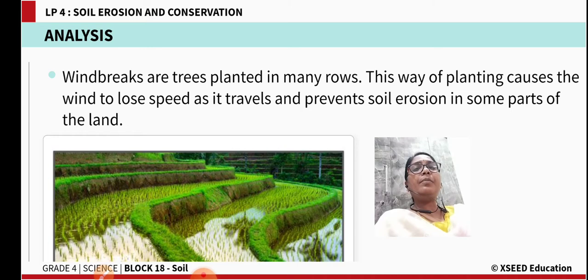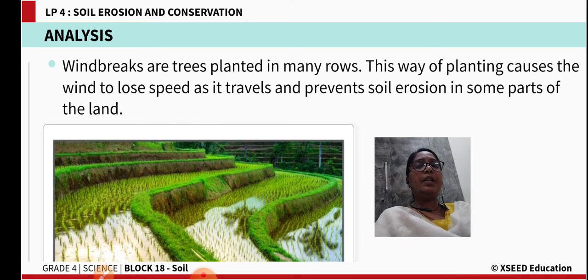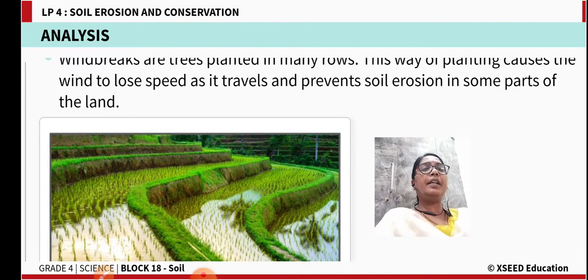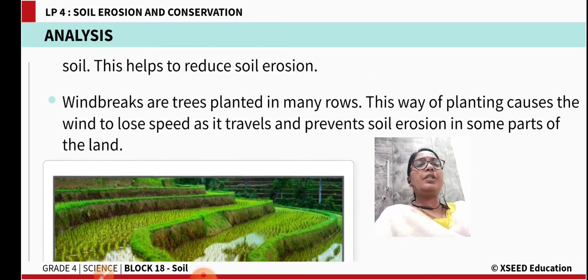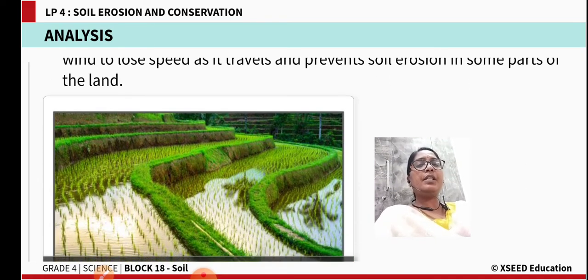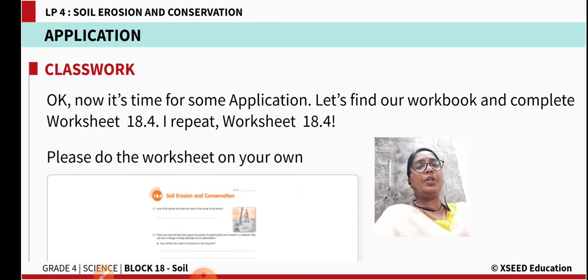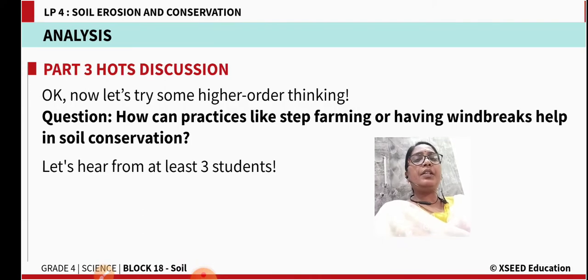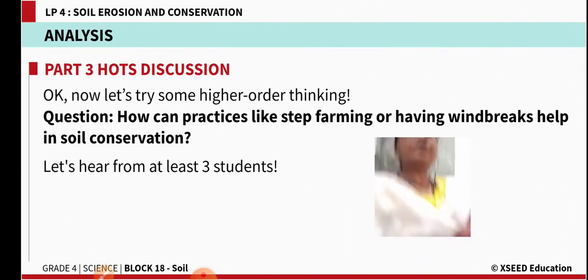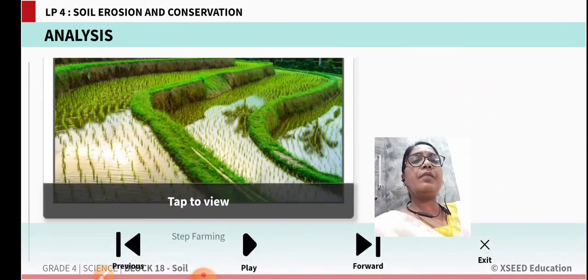And windbreakers are trees planted in many rows. This way of planting stops the soil erosion. Yes, this is called step farming, so that the excess water will not lead to soil erosion. Even the wind cannot cause soil erosion. Understood, children? So now we will discuss the workbook questions. What are the questions given in the workbook?